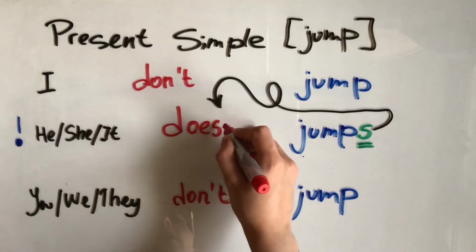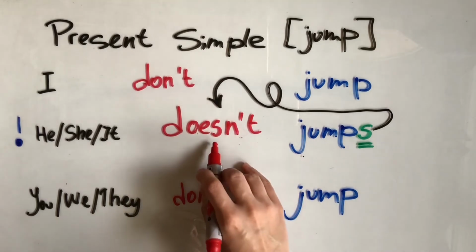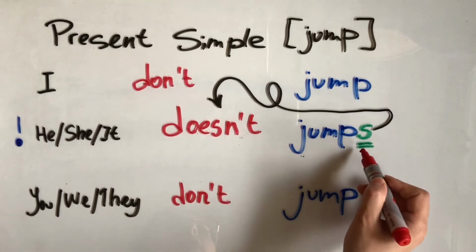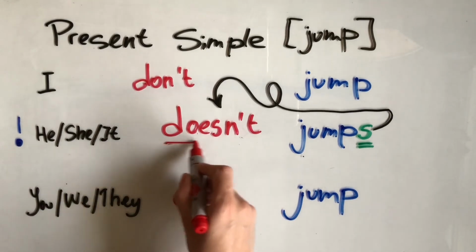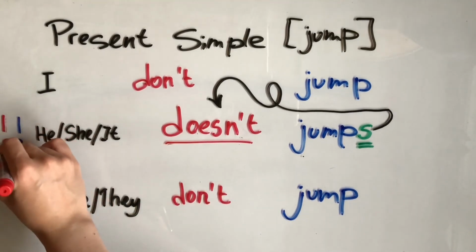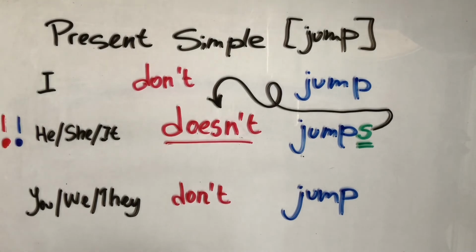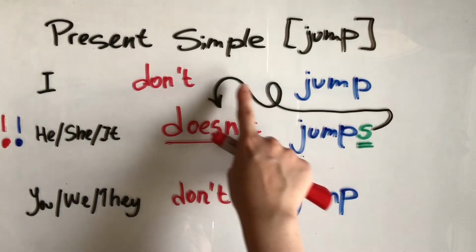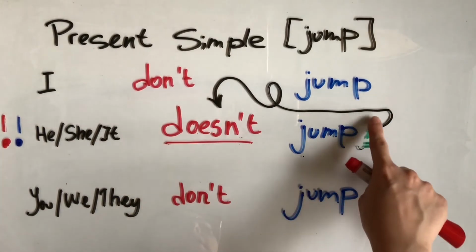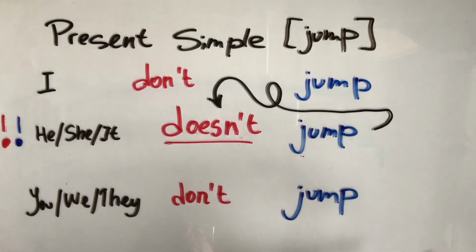And because S leaves jump and travels to don't, don't becomes doesn't. See the S? S leaves jump, travels all the way to don't, and don't becomes doesn't. Be careful. I don't jump. You don't jump. But he doesn't jump. So once the S travels to doesn't, it is no longer at the end of our verb.